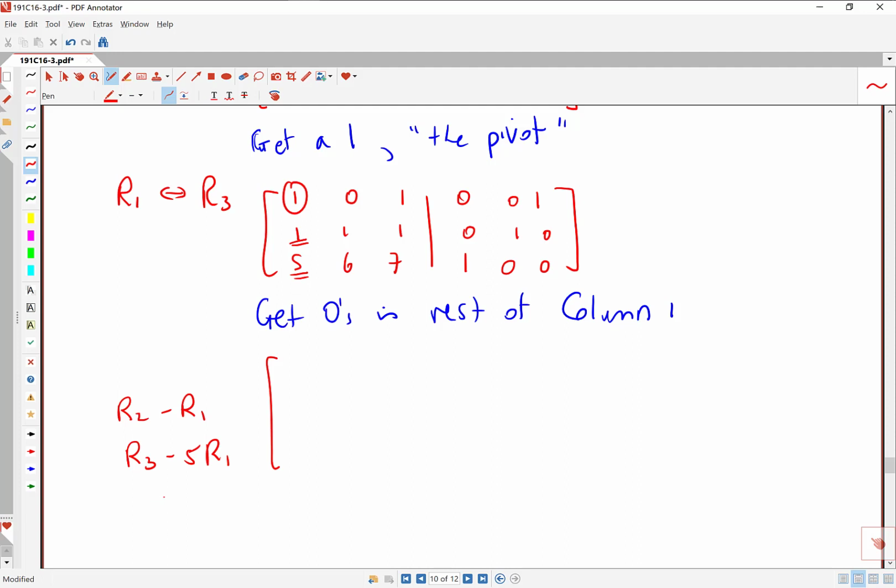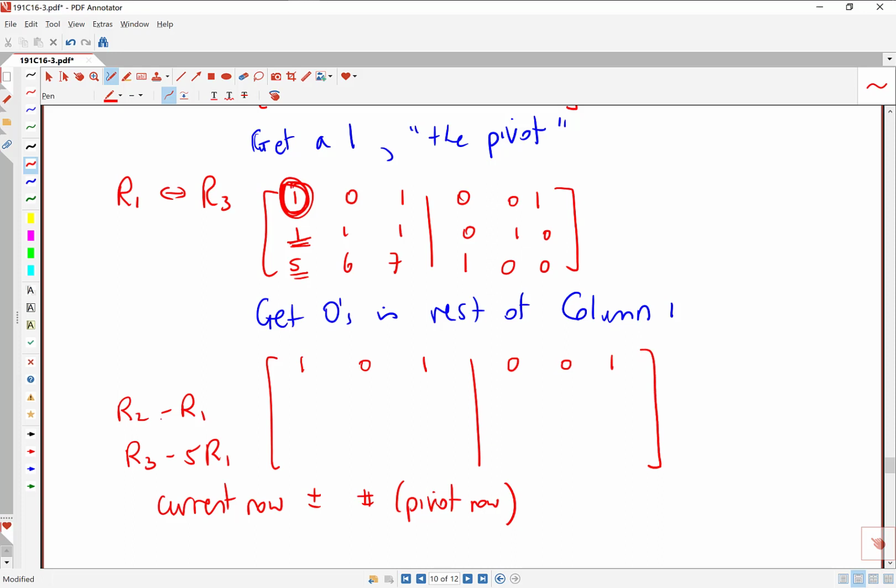So the pattern is that you're going your current row plus or minus some number times your pivot row. Again, the number that you're choosing here is just the negative of whatever number you're trying to eliminate. So if it's a 1 that we're trying to eliminate, we're going to go row 2 minus row 1. If it's a 5 we're trying to eliminate, we're going to go row 3 minus 5 row 1. So let's try both of those operations. Top row is just staying the same, so I will recopy that.